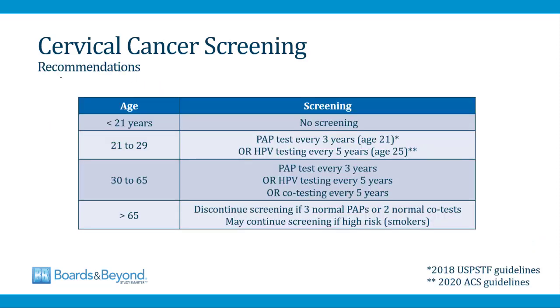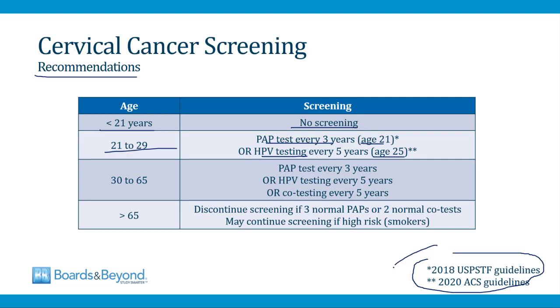So this is a summary slide of the recommendations for when women should be screened. Different groups have different recommendations, and I've tried to summarize them all in this slide. So before 21 years of age, the guidelines recommend no screening. And the idea here is that before 21 years of age, cervical changes and cervical neoplasia are very uncommon. From ages 21 to 29, you can either do a Pap test every 3 years starting at age 21, or you can do HPV testing every 5 years starting at age 25.